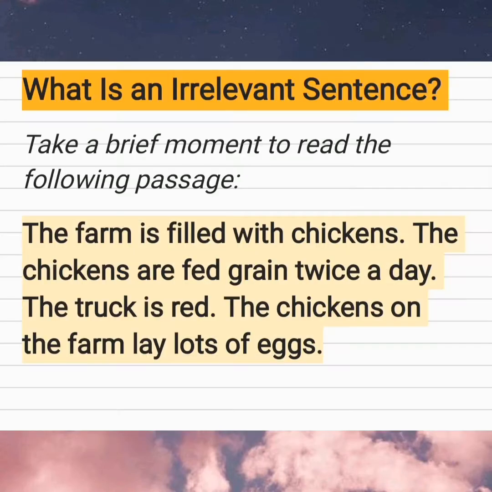Let's get started. What's an irrelevant sentence? Take a brief moment to read the following passage. The farm is filled with chickens. The chickens are fed grain twice a day. The truck is red. The chickens on the farm lay lots of eggs.